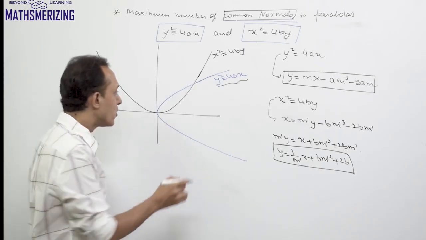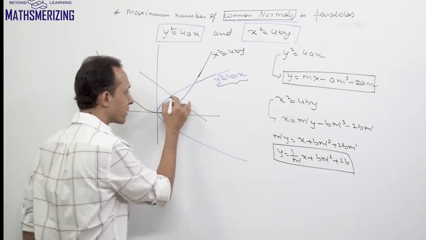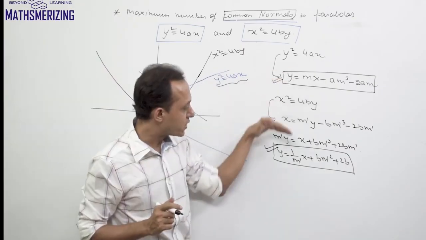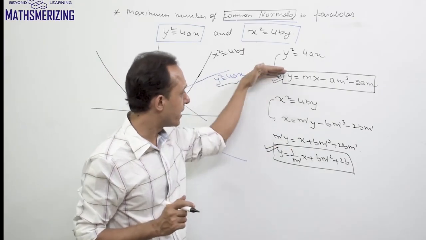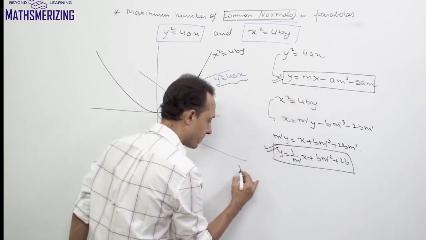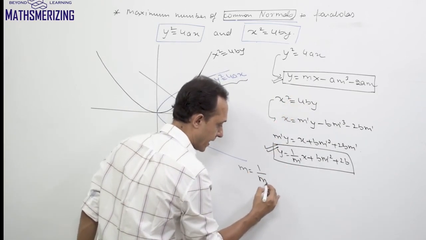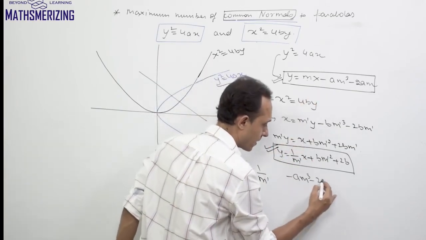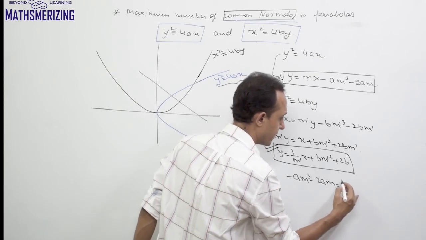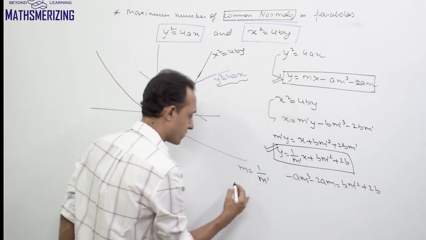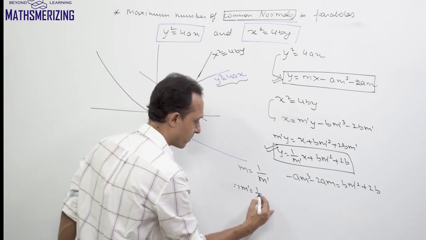Now we are looking for a common normal. So we are looking for the equation of a line which is normal to both the curves. That means both the equations should represent the same line. So if both equations represent the same line, then if I compare the coefficient of x, I'll get m equals 1 upon m dash, and also I'll get am cube minus twice am, and this is b m dash square plus 2b. So from here I'll write m dash as 1 upon m.